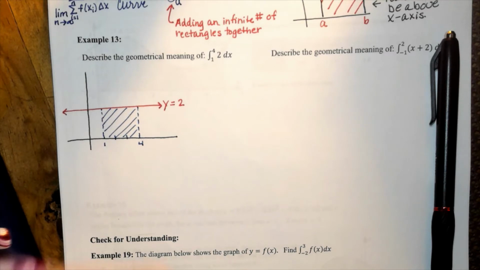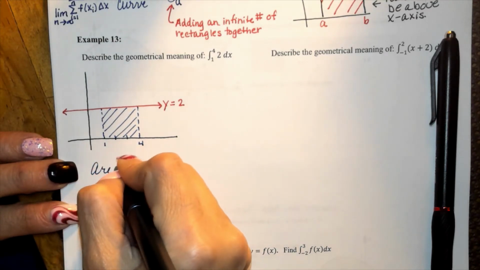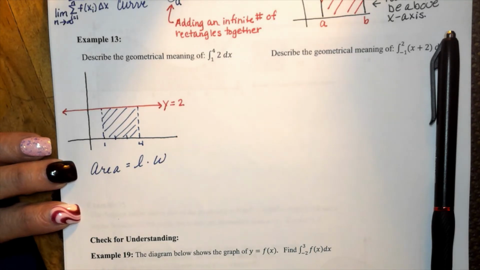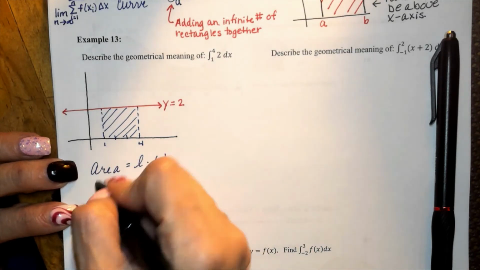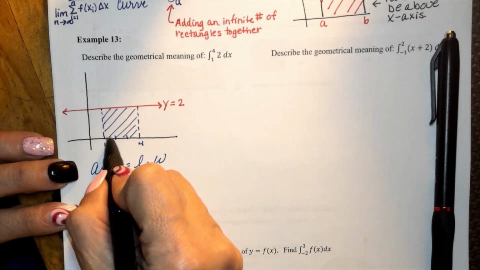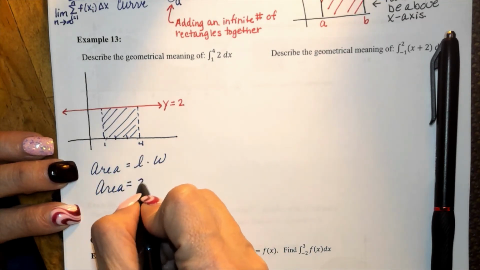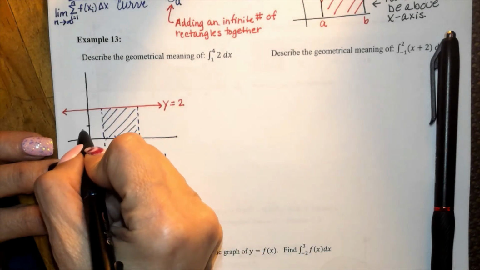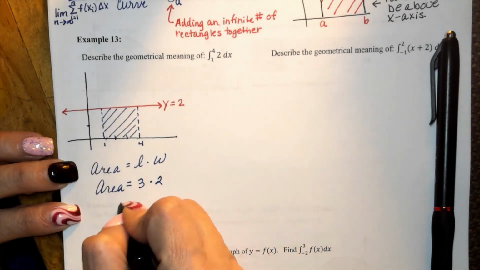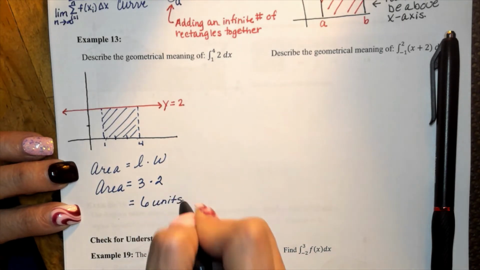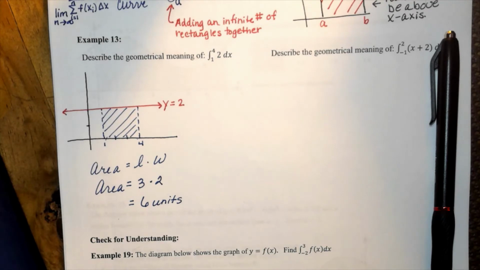Can you tell me the area of that? Yeah, that's pretty easy. Area equals length times width. If you got 6, you're right. So the area equals 1, 2, 3 units of the length, and the width, well, that's 2. So that would be 6 units, whatever they happen to be. There you go. That's all you're doing.